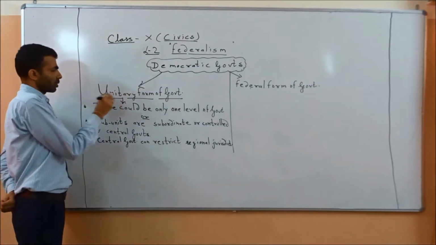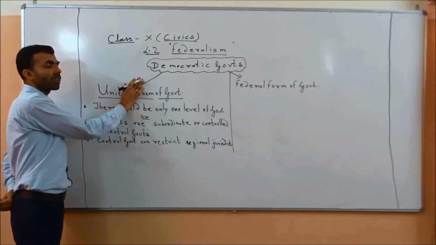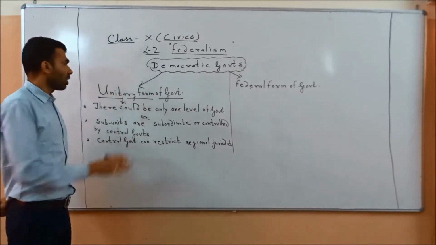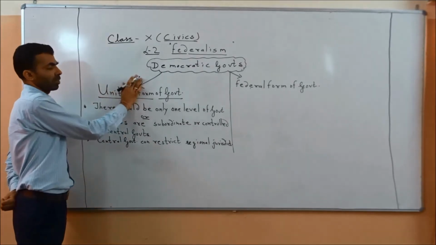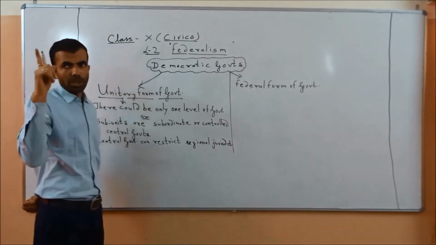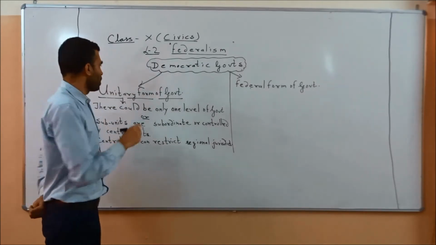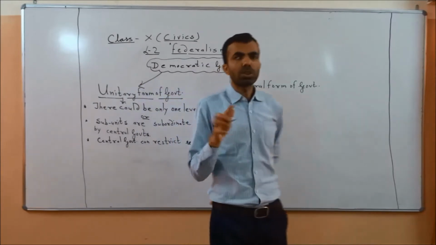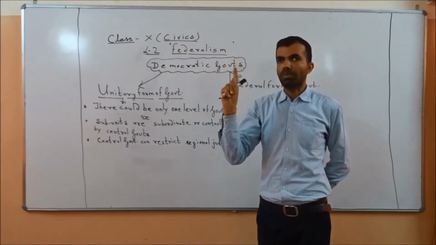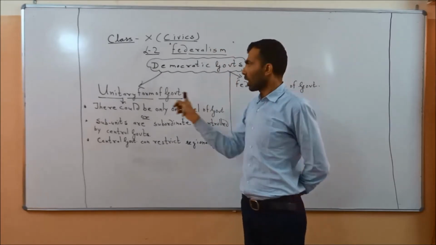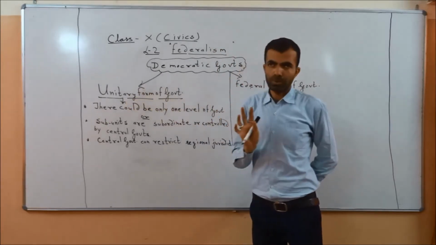As the word suggests, unitary. The word unit is hidden. Unit means single, one. So unitary form of government means when for an entire nation there is one government only, one set of government only. That will be called unitary form of government.